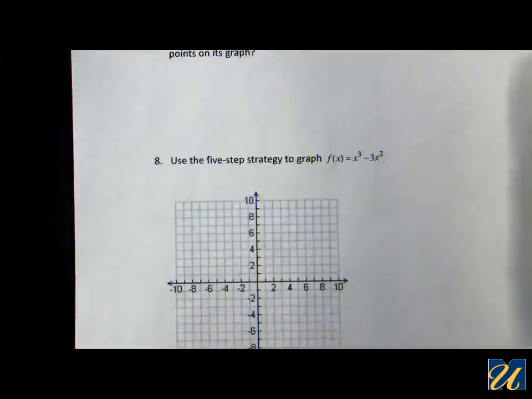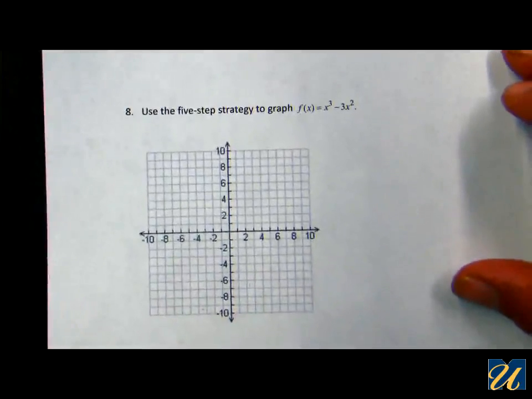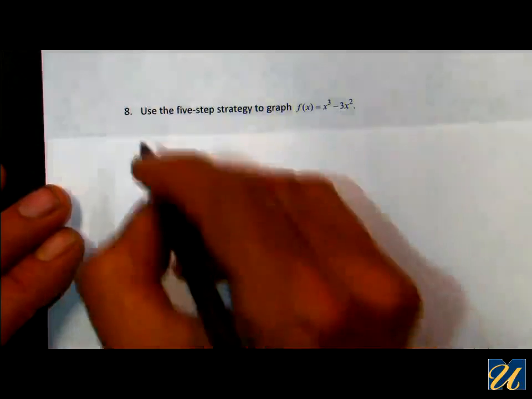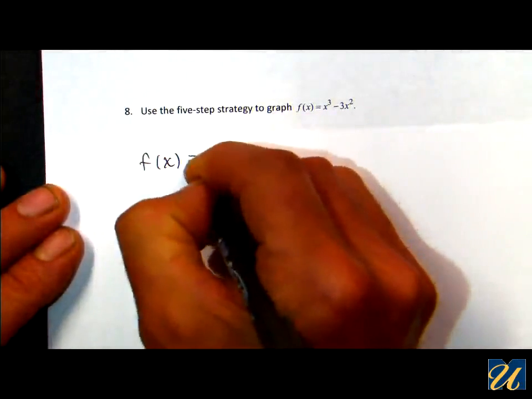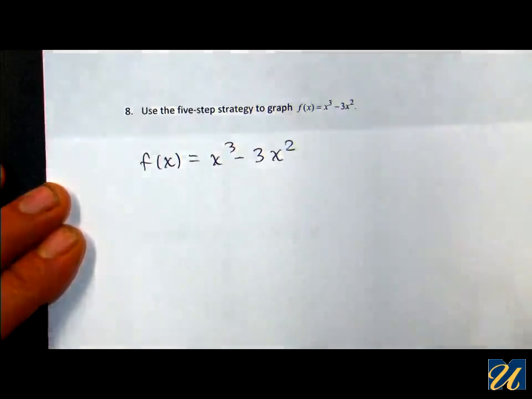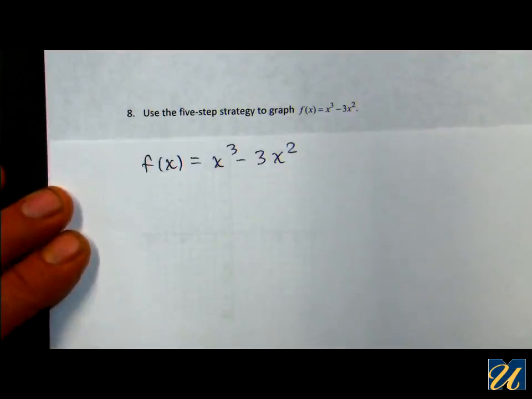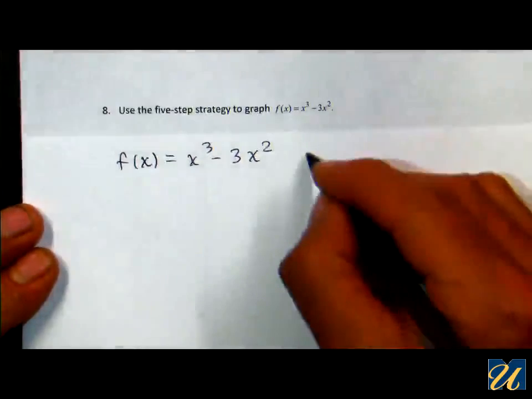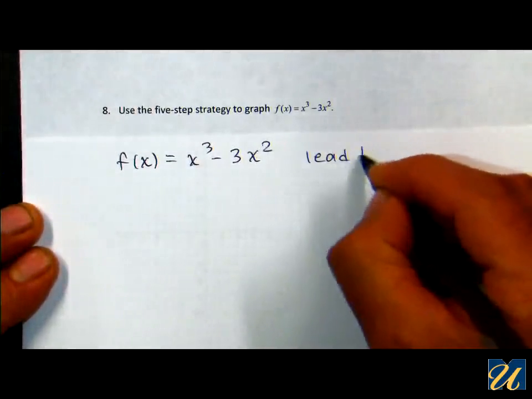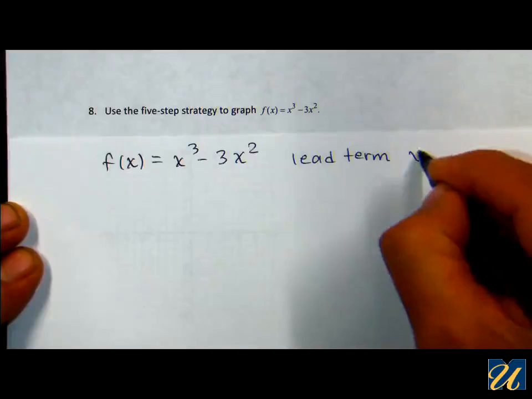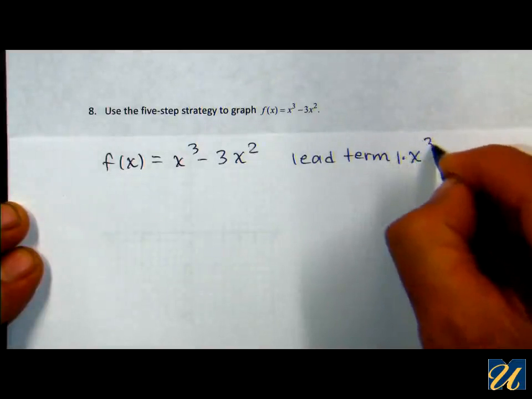Problem number 8. Use the 5-step strategy to graph the polynomial function f of x equals x cubed minus 3x squared. First, I take a look at the lead term, so we'll pull that off to the side. The term with the highest exponent, that would be 1x cubed.